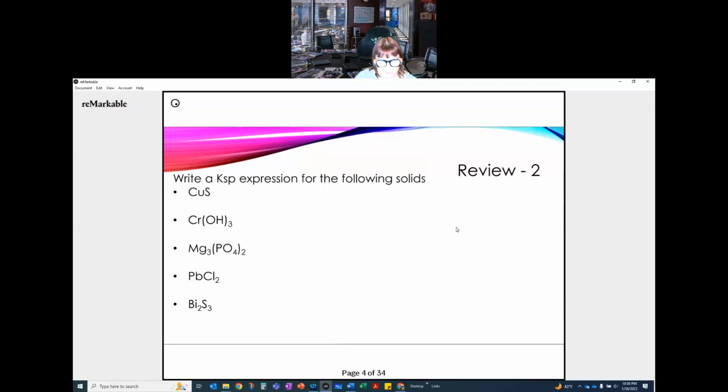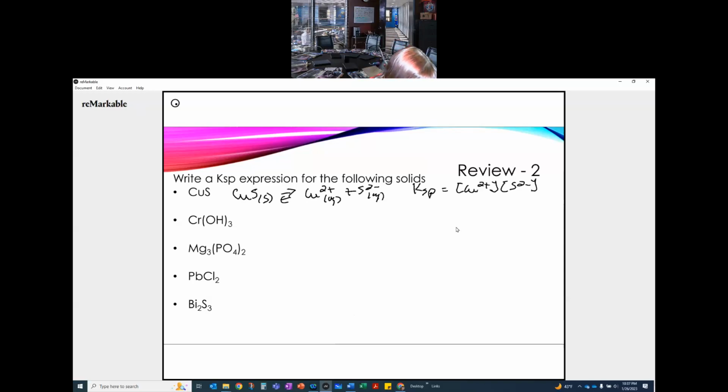Write a Ksp expression for the following solids. So I have copper sulfide. That copper sulfide solid comes apart, becomes a Cu2+ and an S2-. Both of those are aqueous. That means the Ksp is equal to that Cu2+ times the S2-. Okay, awesome. That was fun.